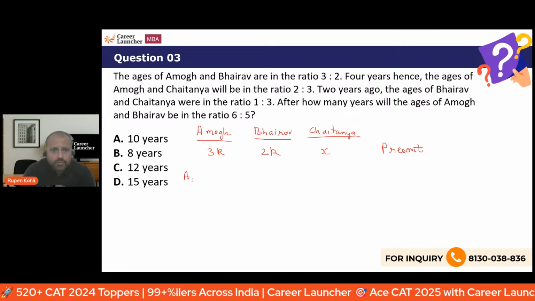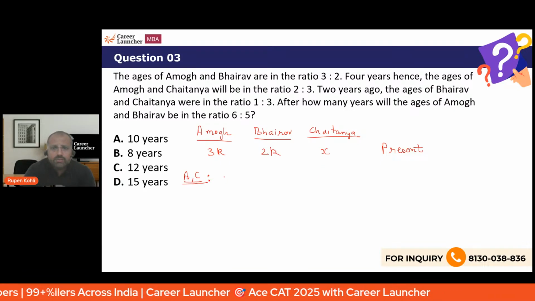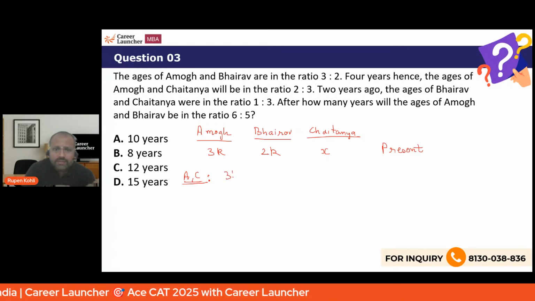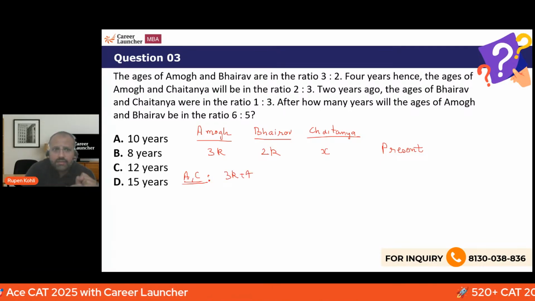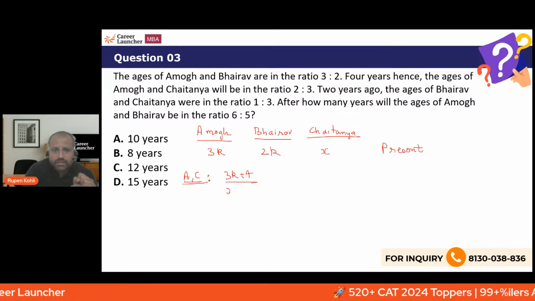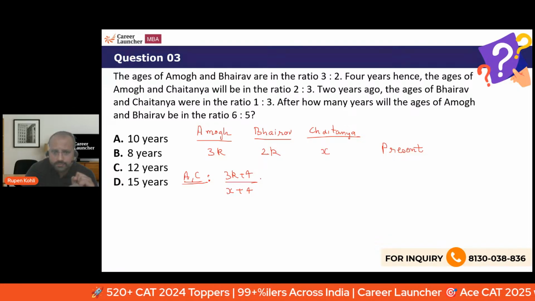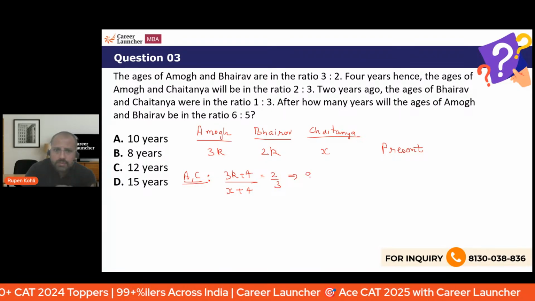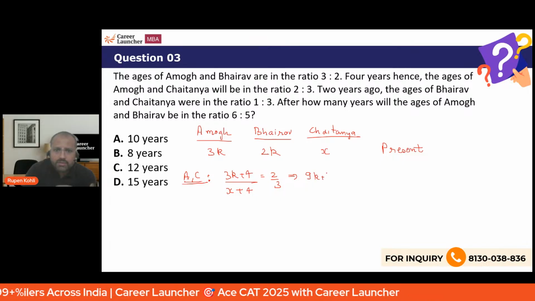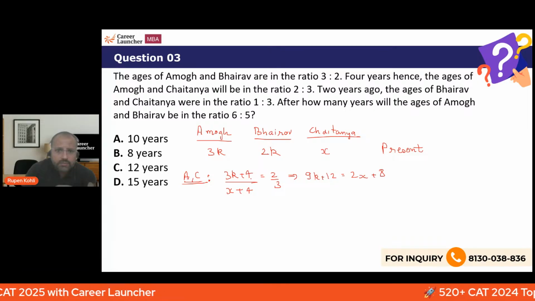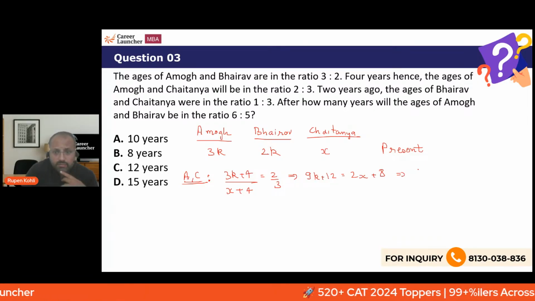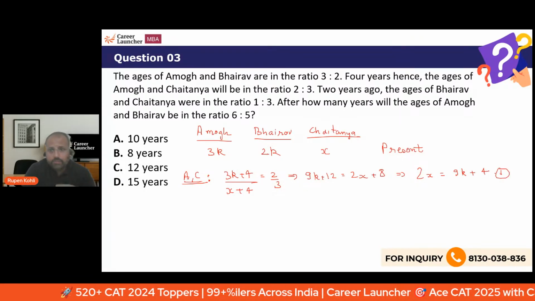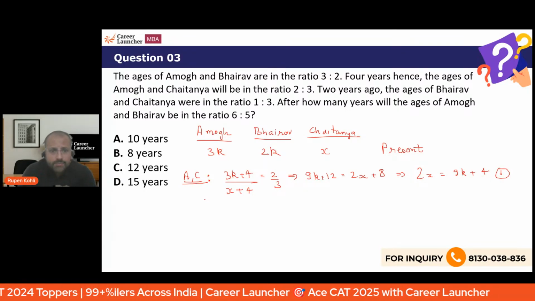For Amog and Chaitanya, I'm just directly writing the equation 4 years hence. So Amog will be 3k plus 4 in age, whereas Chaitanya will be x plus 4 in age. So this ratio 3k plus 4 over x plus 4 is given to be 2 by 3. Let's simplify this. Cross simplifying. 9k plus 12 equals 2x plus 8, right? 9k plus 12 is 2x plus 8, or finally 2x equals 9k plus 4 is my first equation I got, right? Perfect.